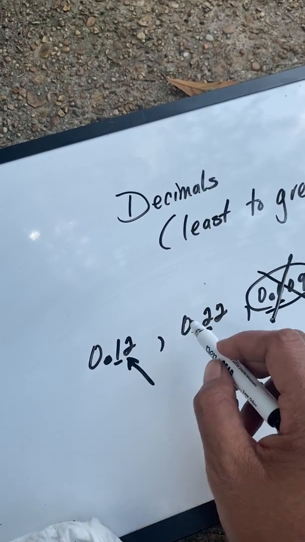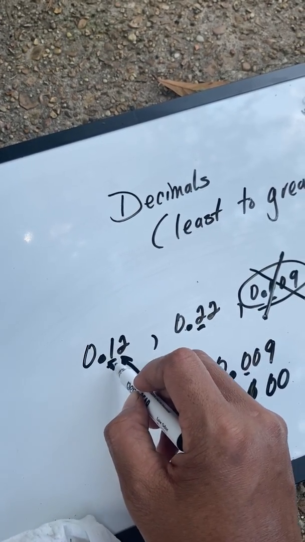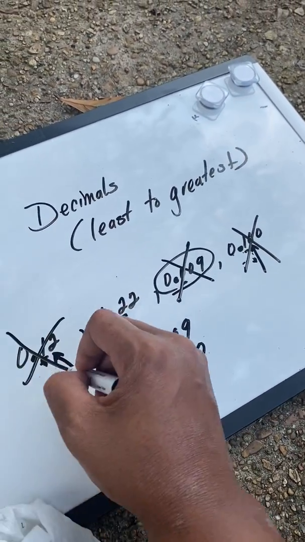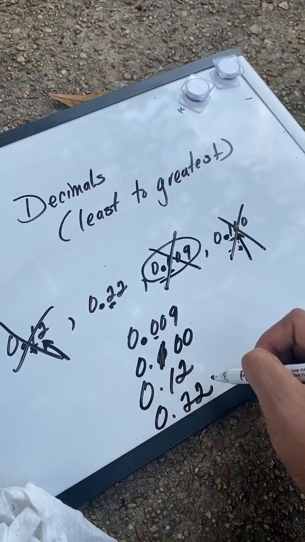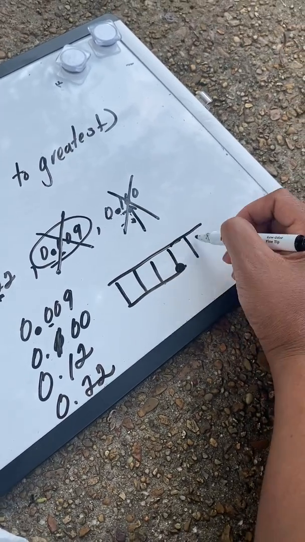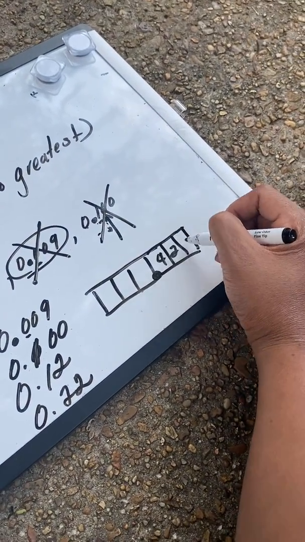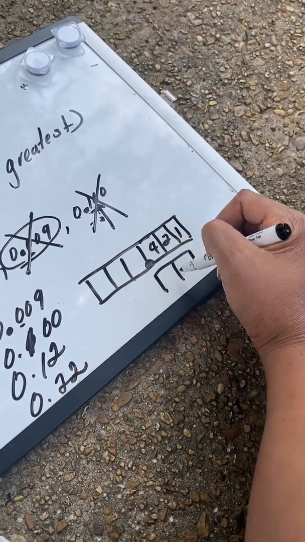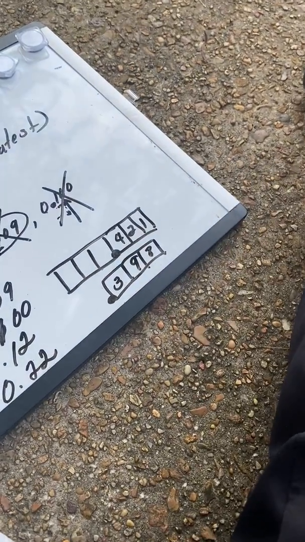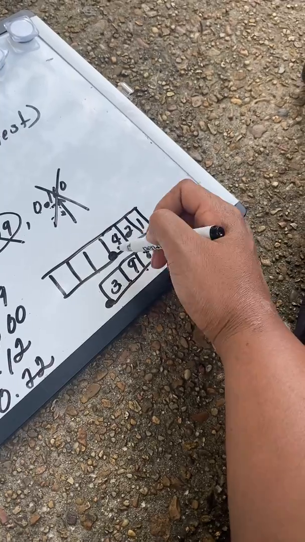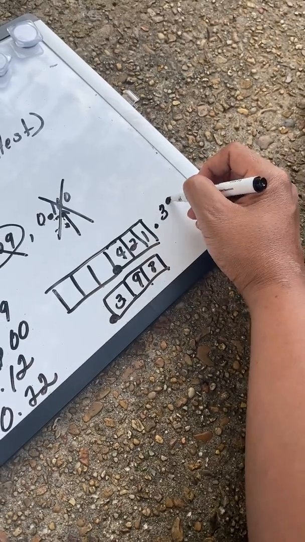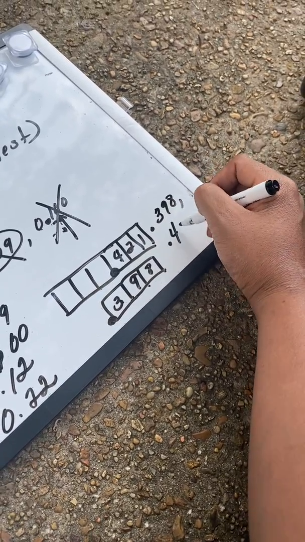So I'm stuck with these two. What's the lowest value between these two? Well, I'm going to look at this number here again. 1 is less than 2. So I'm going to say 0.12, and then the greatest would be 0.22. You always want to look at the number that's next to the decimal. Now 4, 2, 1 and 3, 9, 8. 4 is greater than 3. 3 is less than 4. So if I say least to greatest between these two numbers, I'll say 3, 9, 8, and then next it would be 4, 2, 1.